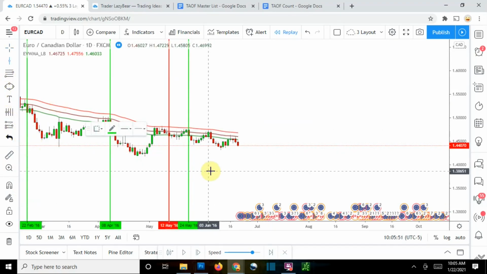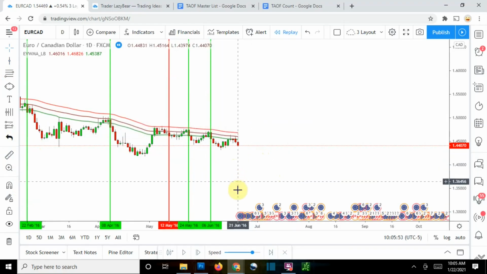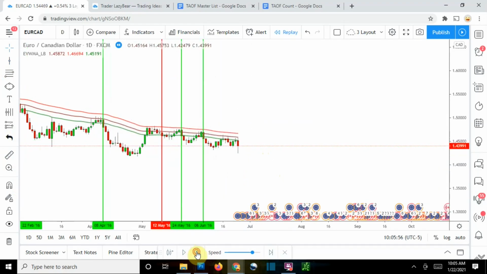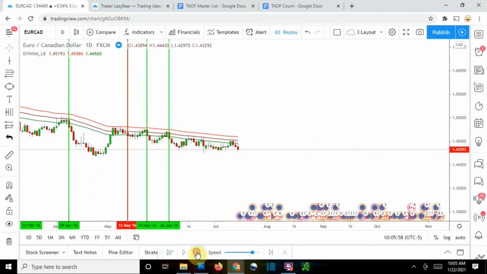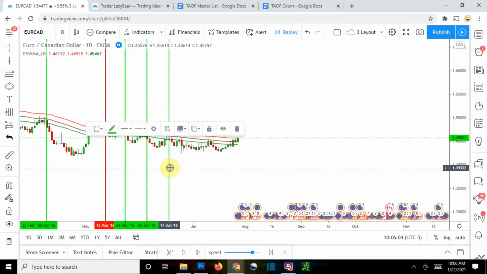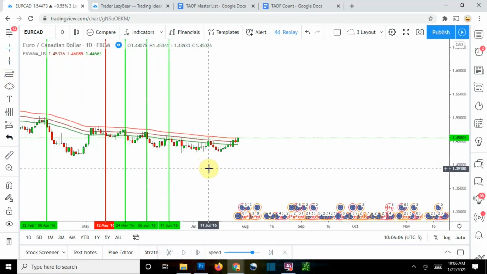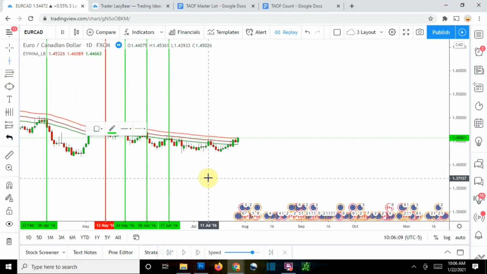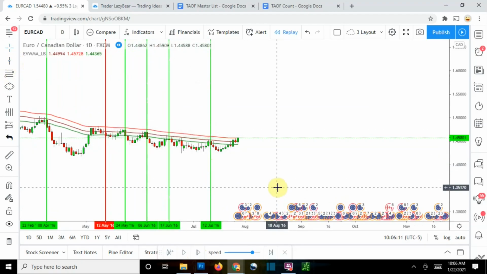So that one would have worked out in our favor, and then another one right there also would have worked out in our favor. Now we're over here looking at these. So we get a break to the downside right there. That one got us to take profit, and a break to the downside right there.